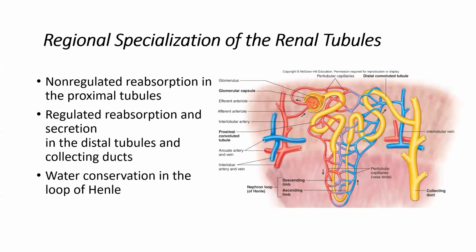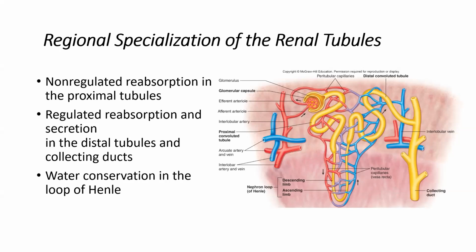Talk about here is the regional specialization of the renal tubule. So we're going to talk about how different parts of the tubule look differently and have different functions, okay? And so the main three distinctions that we're going to talk about are the proximal tubule, where we see unregulated or non-regulated reabsorption, the distal tubule and the collecting duct.